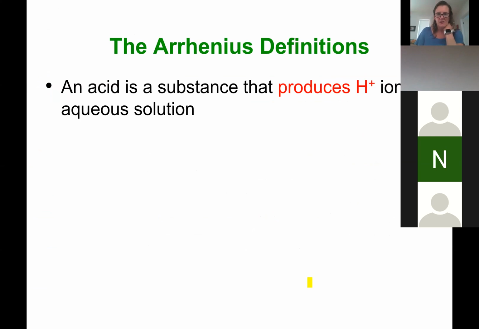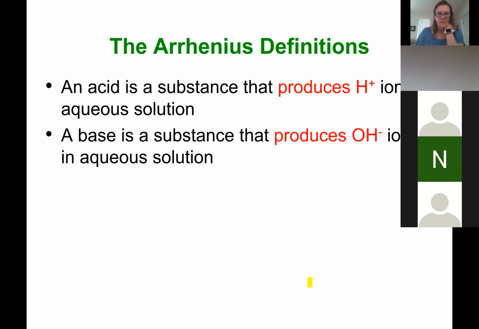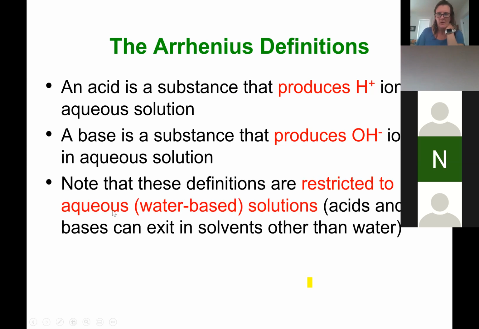The Arrhenius definition is that acids produce H plus ions in solution, and the base produces OH minus. And it's important to note that this is all assuming aqueous solutions.